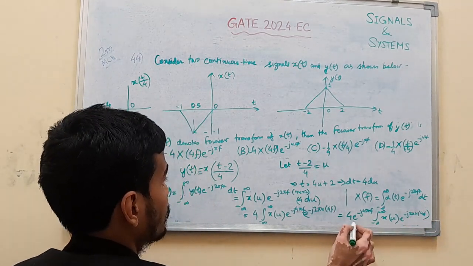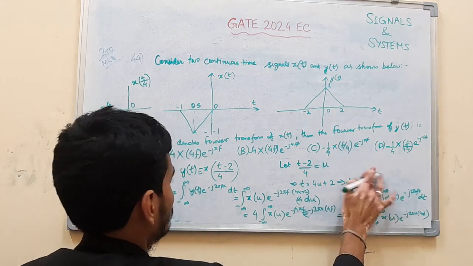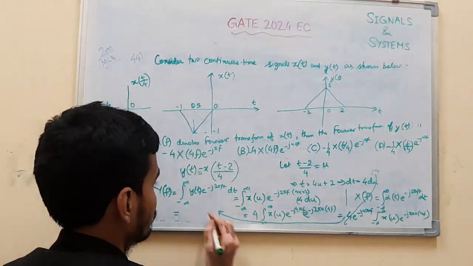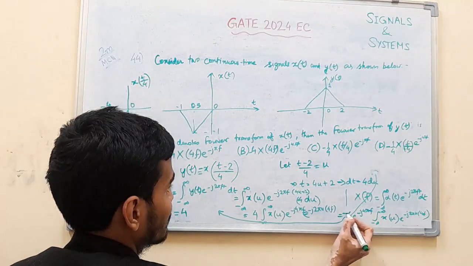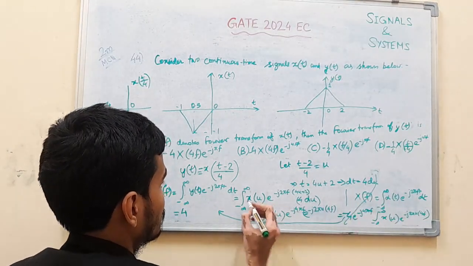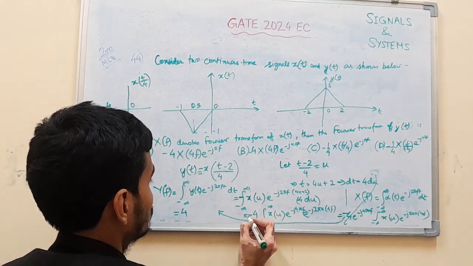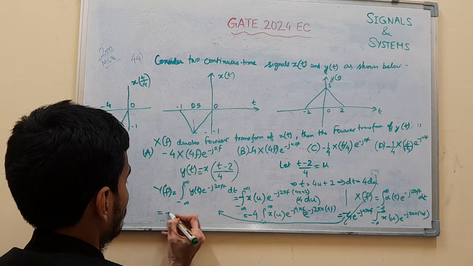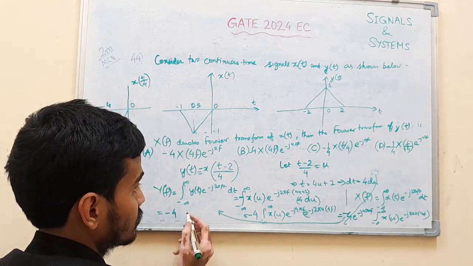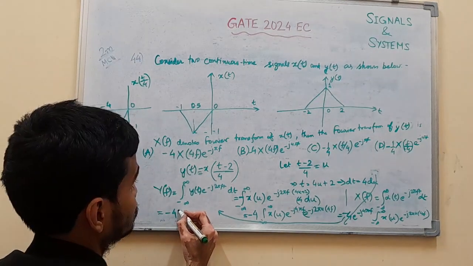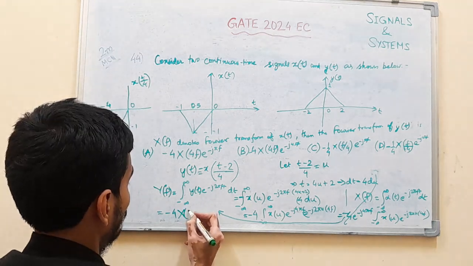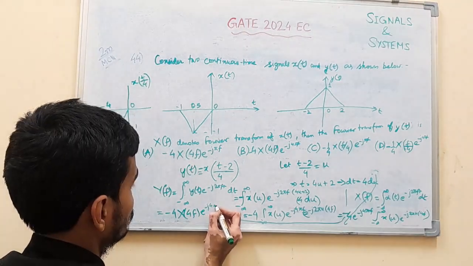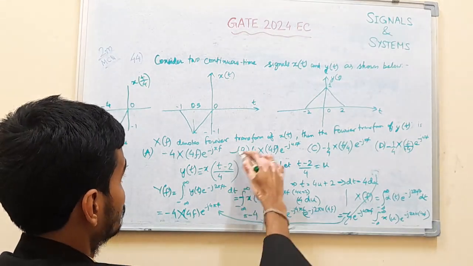Let's write it here. See, this is basically minus of this, there is a minus here. So this is basically minus x of 4f times e to the power minus j 4 pi f. This basically matches with option B.